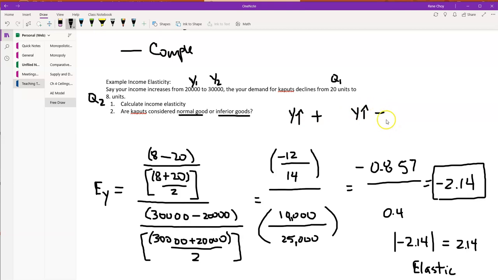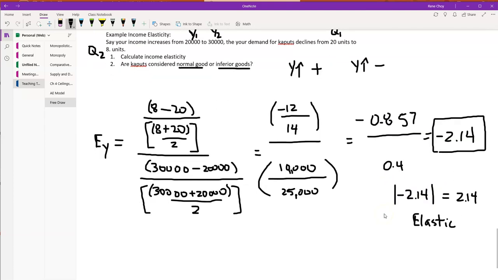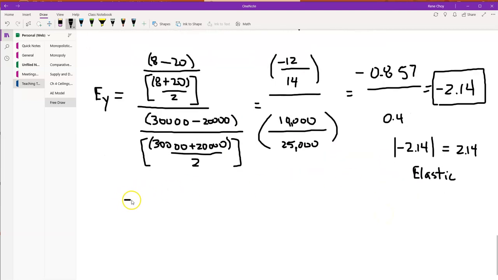Now, how would the "less" show up? Well, it will show up over here as a negative number. Okay? So basically, if you do income elasticity and you end up with a positive number at the end, this is going to be a normal good. If you end up with a negative number, this is going to be an inferior good.